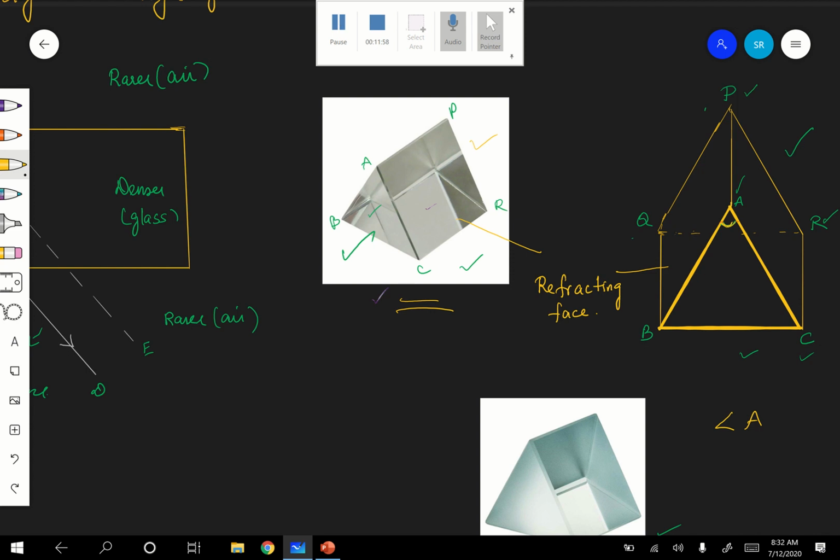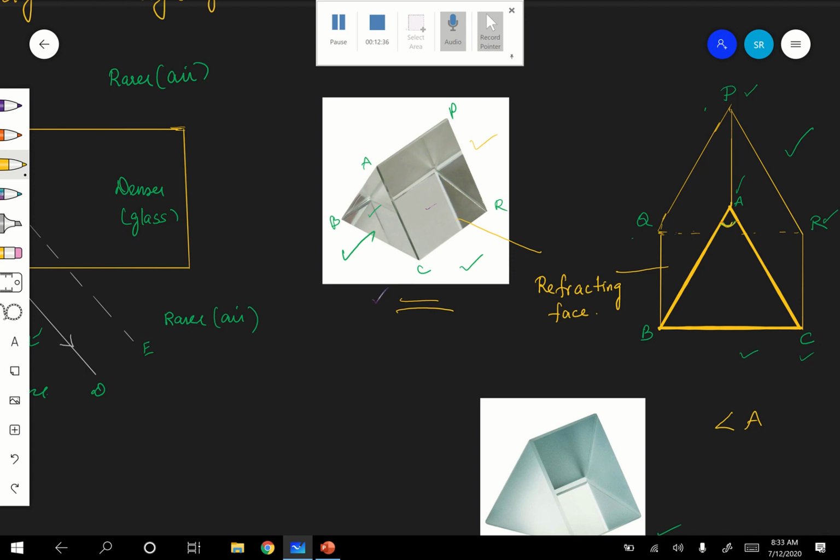The section ABC of the prism is made by a plane at right angle to the refracting edges of the prism, and it is what is called the principal section of the prism. So only this ABC portion will be shown while you are drawing the refraction of light through the prism. You cannot show all the other faces, but you should know what is happening. ABC is the principal section of the prism.